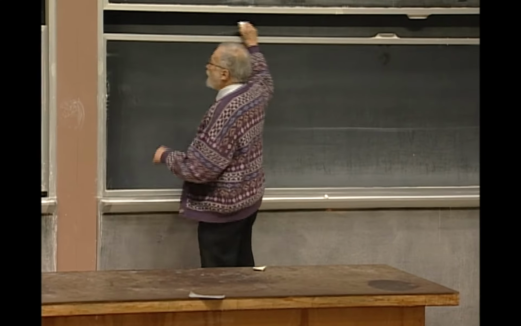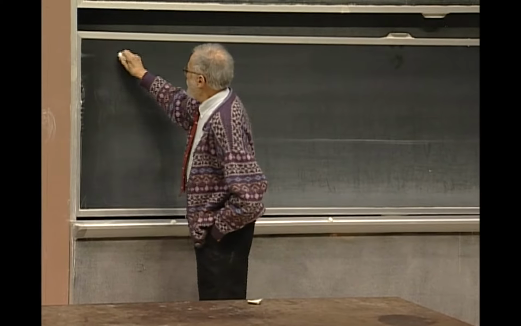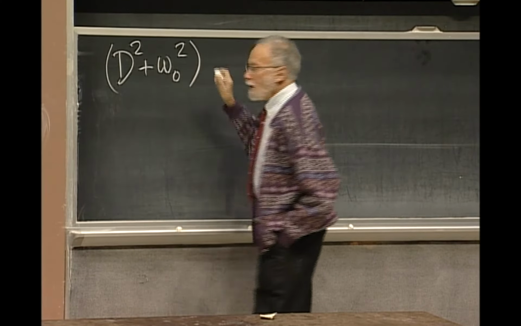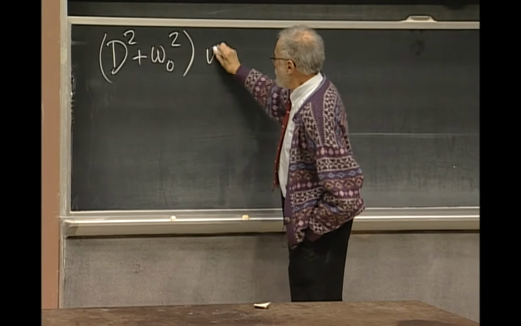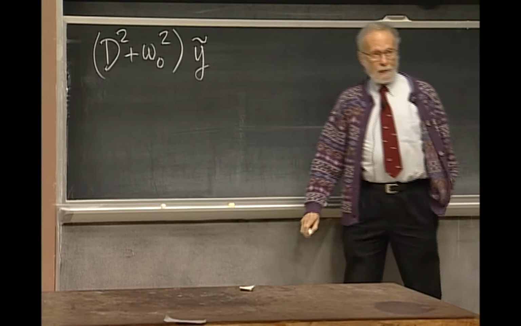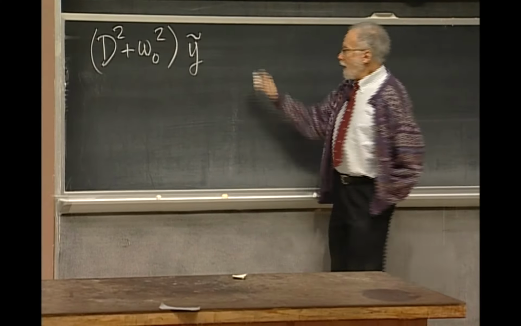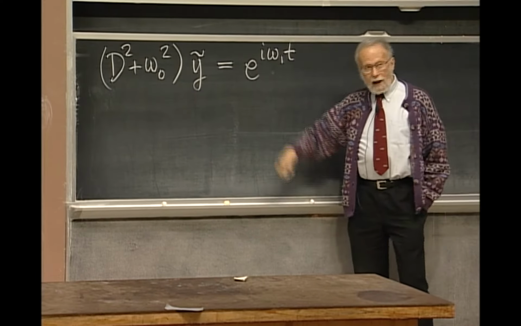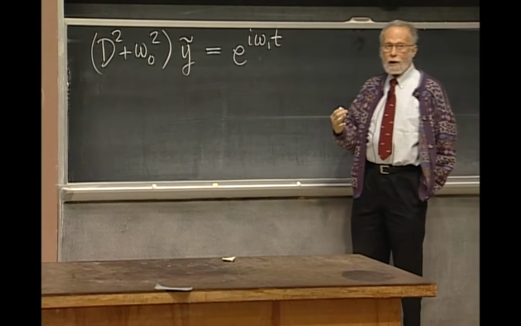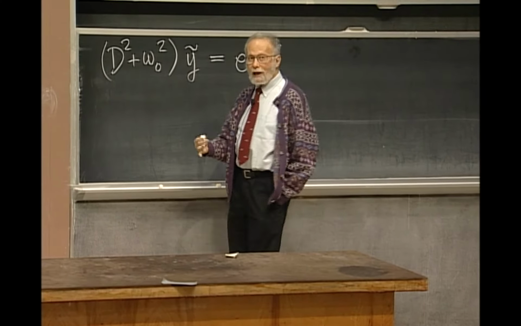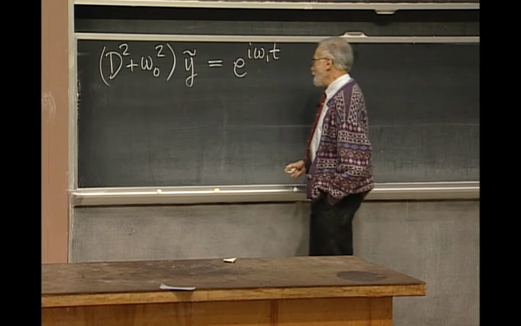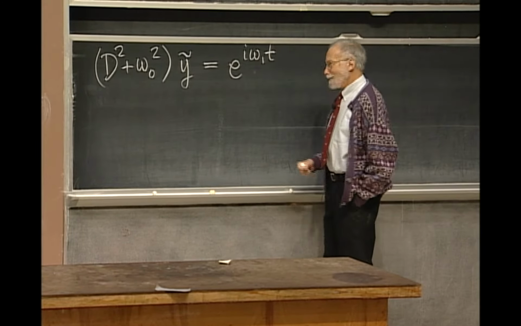So the complex equation is going to be D squared plus omega naught squared applied to a complex particular solution, so I'll call it y tilde, equals, on the right-hand side, e to the i omega 1 t. Cosine is the real part of this, so when we get our answer, we want to be sure to take the real part of the answer. I don't want the complex answer. I want its real part. I want the real answer, in other words.